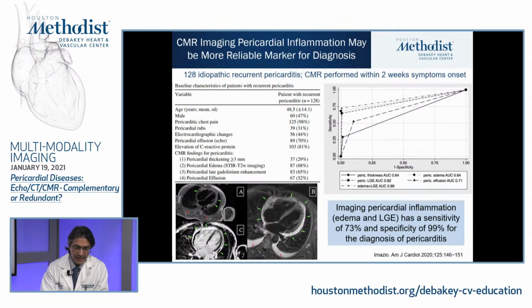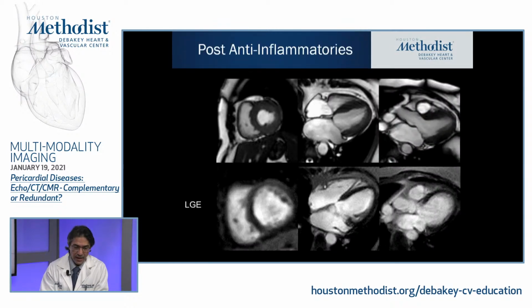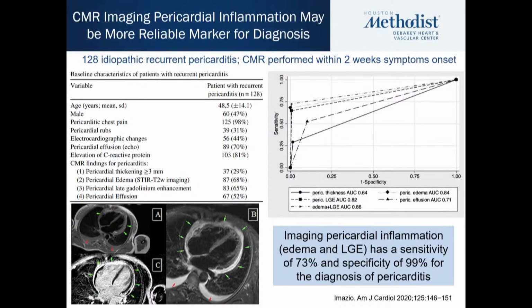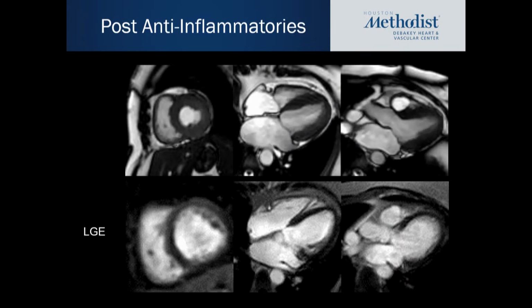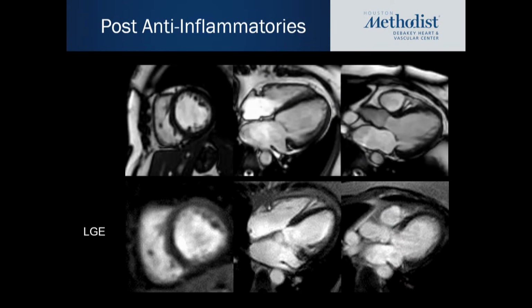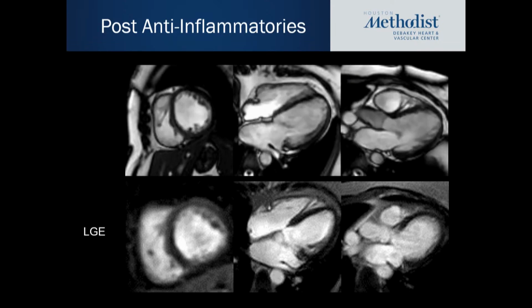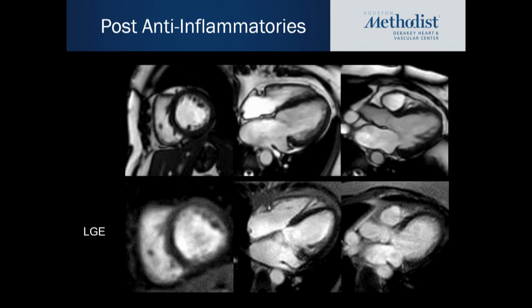And this was just a study in 120 patients who had idiopathic recurrent pericarditis, showing us that if you combine features of pericardial inflammation with LGE, you increase sensitivity and markedly increase your specificity in making the diagnosis of pericarditis. Now, the same patient I showed you was treated with anti-inflammatories, and I hope you'll appreciate that the diffuse hyperenhancement that I had shown you around the heart has completely resolved.